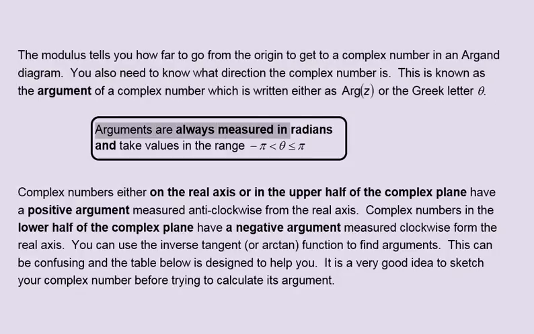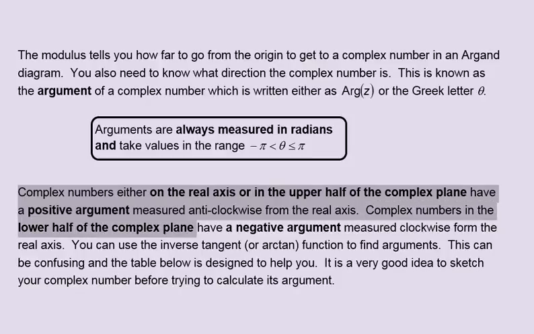Arguments are always measured in radians and take values in the range from minus pi to pi. Complex numbers either on the real axis or in the upper half of the complex plane have a positive argument measured anti-clockwise from the real axis. Complex numbers in the lower half of the complex plane have a negative argument measured clockwise from the real axis.